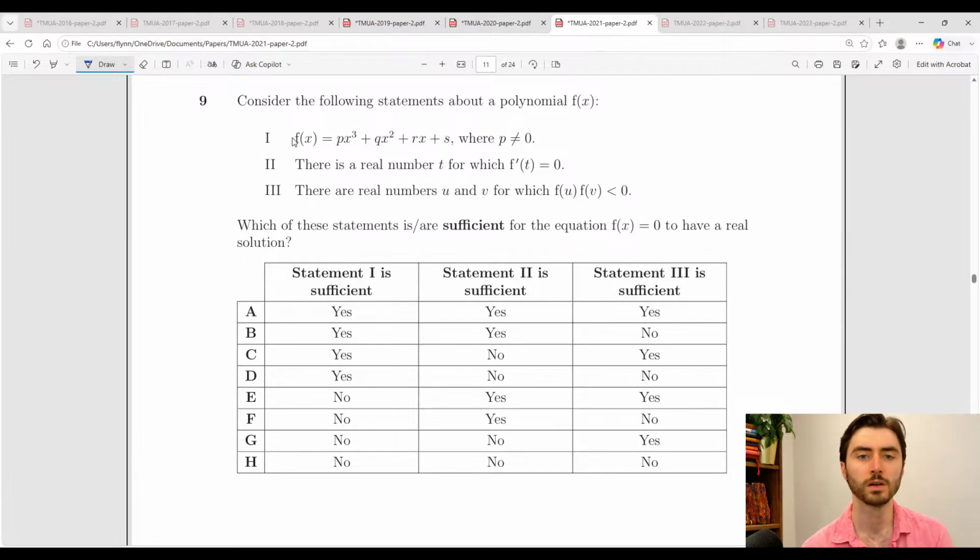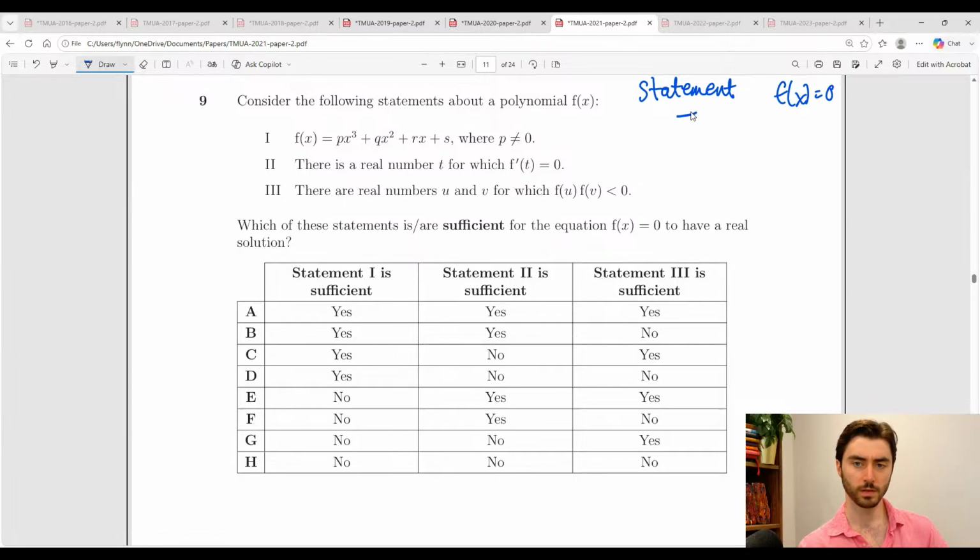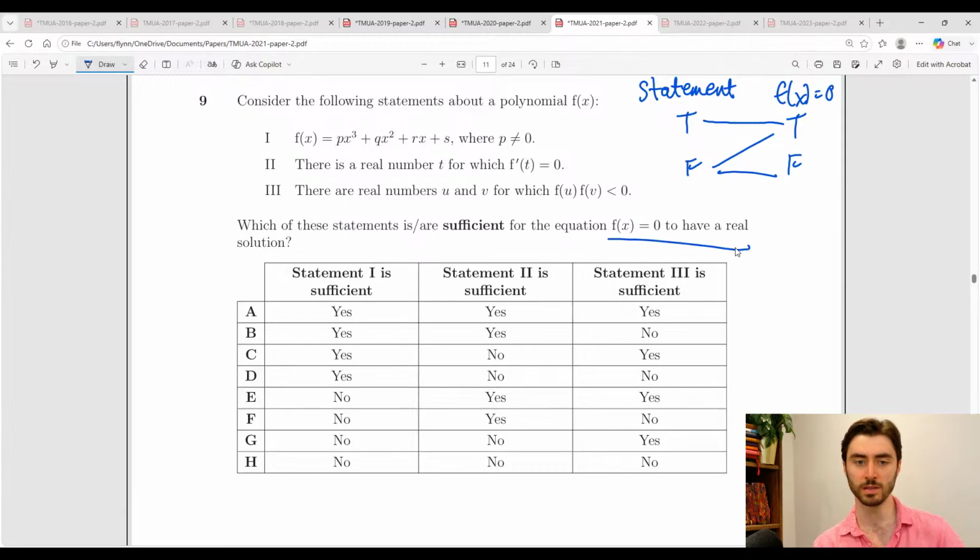Okay, so we've got this cubic. There's a real number t for which it's a turning point, or the gradient is 0. Which of the statements are sufficient to have a real solution? So the statement, and we can have f of x equaling 0. We want a sufficiency mapping, which means that it goes only to true and does not go to false. That's what we're asking: can the statement be true and you end up having this not be true?